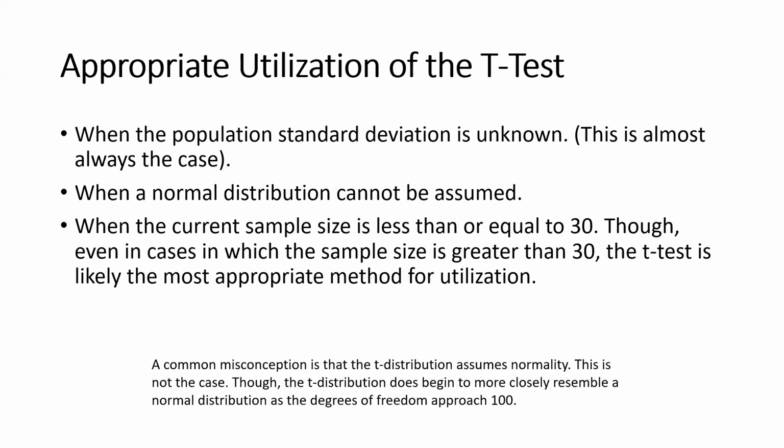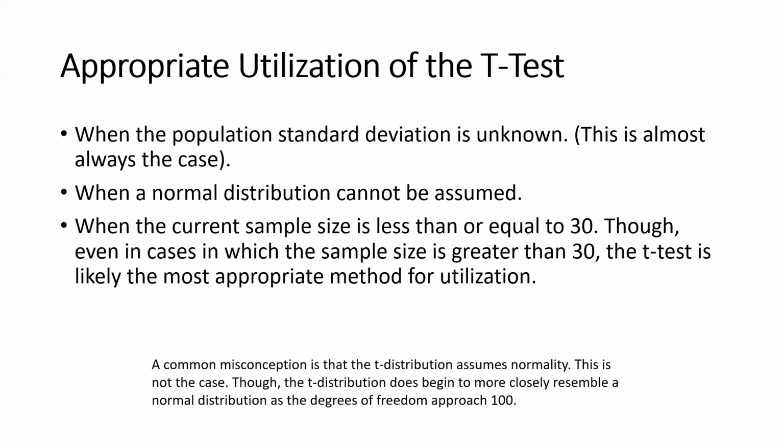Appropriate utilization of the t-test. We utilize the t-test when the population standard deviation is unknown. This is almost always the case. When a normal distribution cannot be assumed, and again, this is almost always the case as well. When the current sample size is less than or equal to 30, though even in cases in which the sample size is greater than 30, the t-test is still likely to be the most appropriate method for utilization.